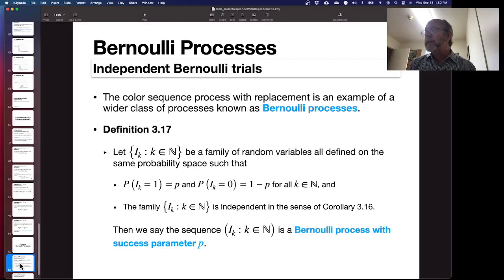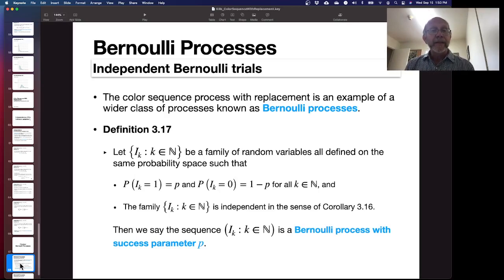So in definition 3.17, you have the definition of a Bernoulli process. And it's going to be familiar to you because of all the work we've done with the color sequence process. At least some of the ingredients will be familiar. So we start out with a set of indicator random variables. Those are the I sub k's. They're just like the indicators for the color sequence process, except now they might be indicating something other than colors, right? But they have similar properties to our indicator variables.